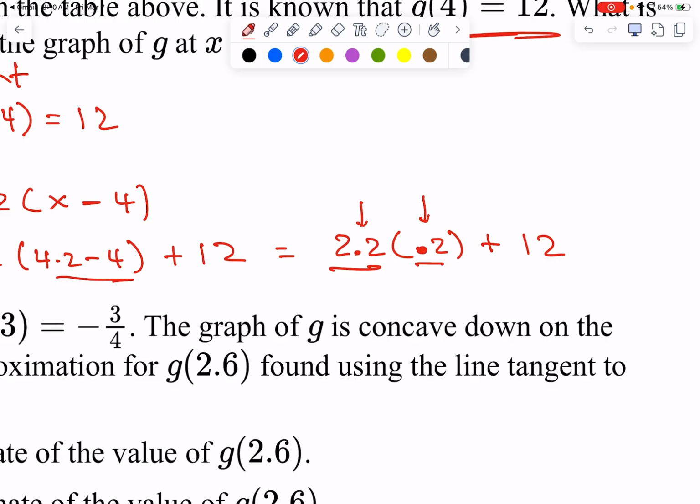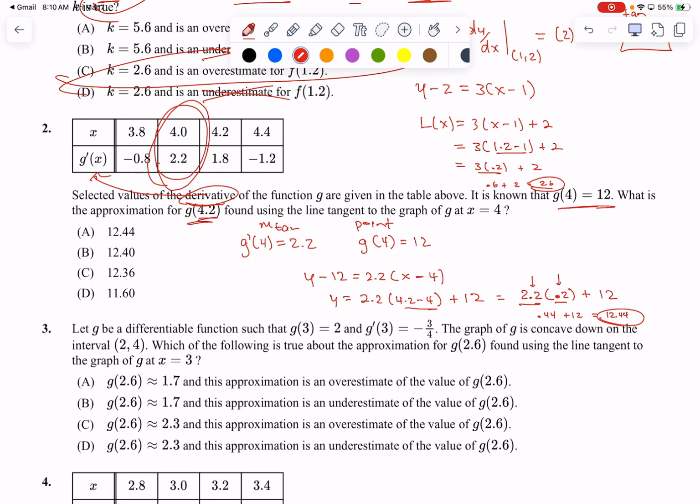So you've got 2.2 times 0.2. So you get 44, but there's 2 decimal places, so it'll be what? 0.44 plus 12. 12.44 is the answer. And this one doesn't tell you if it's under or overestimating.